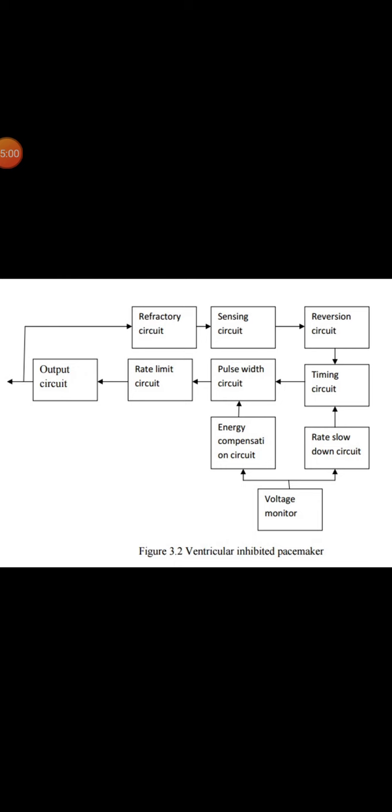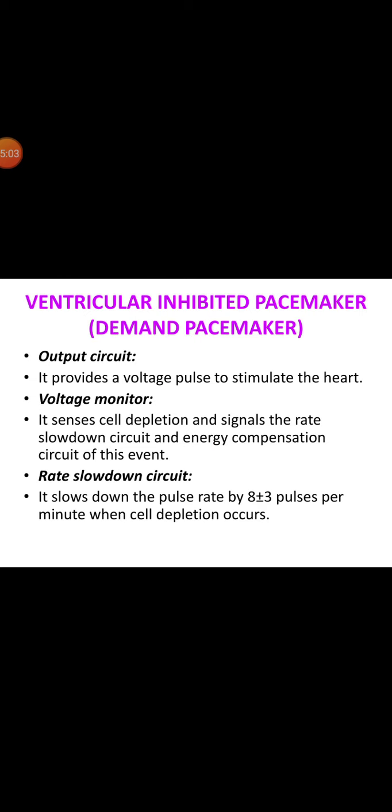So this diagram shows the block diagram of the demand pacemaker. The output circuit provides an output pulse to stimulate the heart, and the voltage monitor senses cell depletion and signals the rate slowdown circuit and energy compensation circuit of the event.